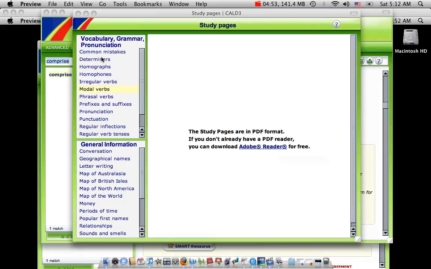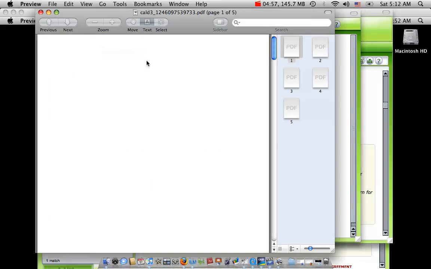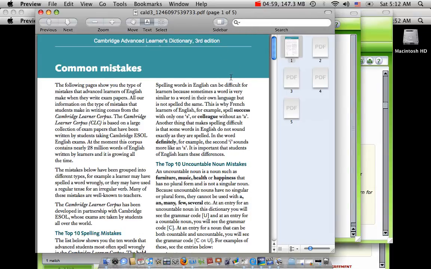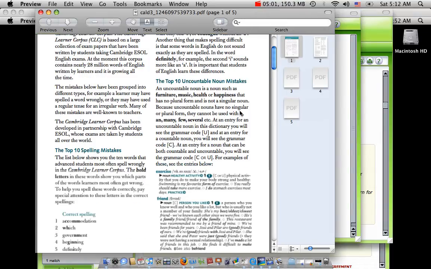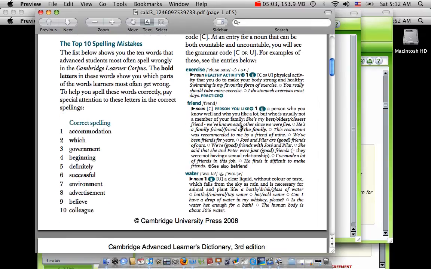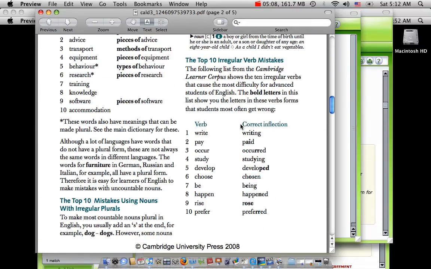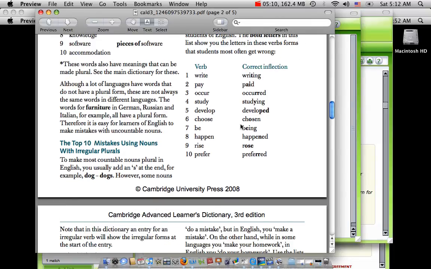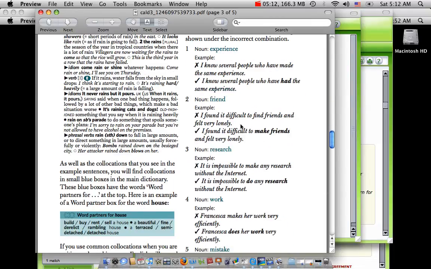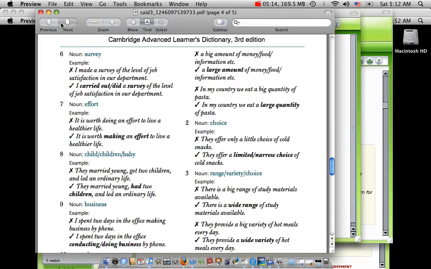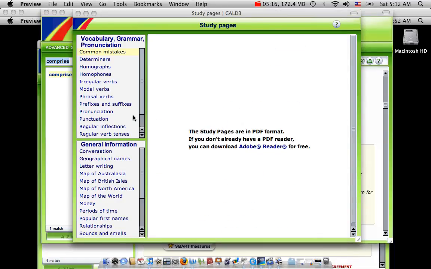Or the next one, common mistakes, right? It's right here, and the dictionary gives us some useful first-hand information about some of the common mistakes ESL learners make. So you can check it out. And also it has this general information within this section. So as you can see.